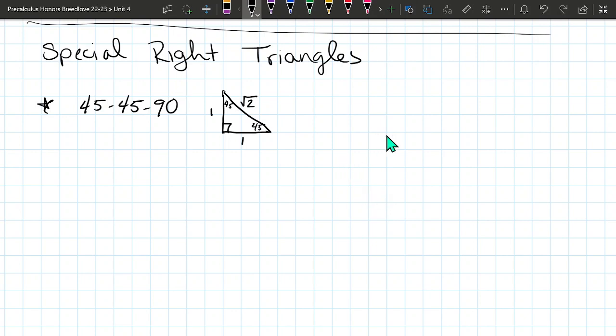Or I know some other teachers use the tic-tac-toe method. So you just set up your tic-tac-toe grid. The first column is your angles, 45, 45, 90. The second column is their values, or the formula you're going to use, x, x, x square root 2. And then you have to be given a side length to go any further.